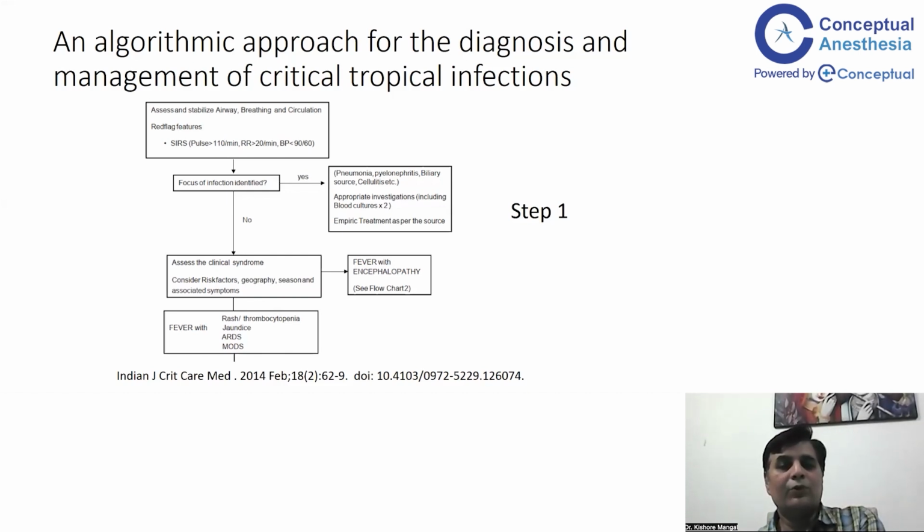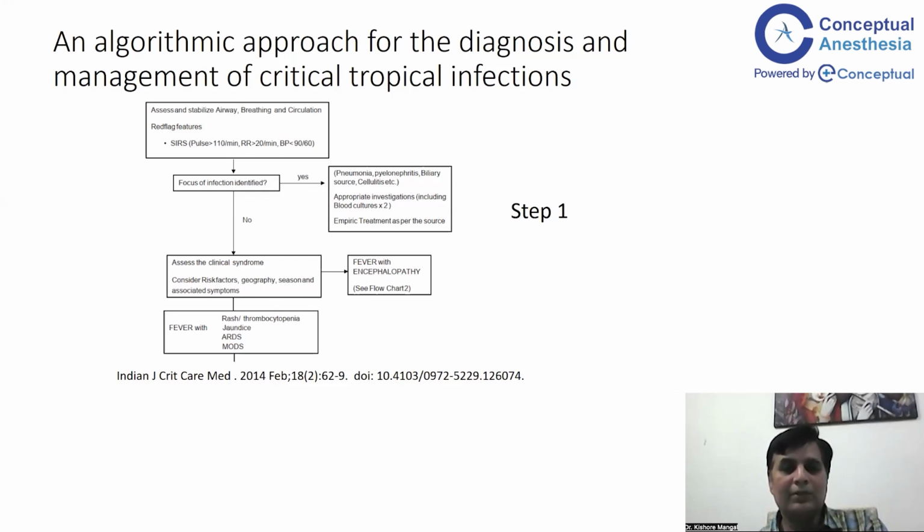You look for a focus of infection. You have to look for pneumonia, pyelonephritis, biliary source, cellulitis. You have to send appropriate investigations, including the cultures, and empirical treatment has to be started. We'll be discussing that in the next slide. Then you have to assess the clinical syndrome, consider the history, examination, risk factors, geography, season, and then you go accordingly. If the patient is having encephalopathy, then there is a separate algorithm for that. But for all the other things, we have a single algorithm. This is step one.